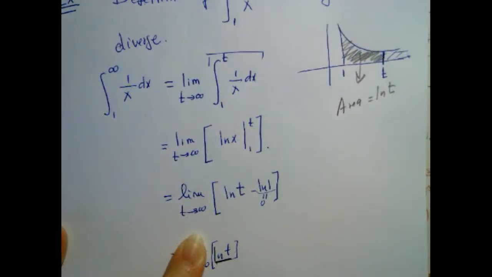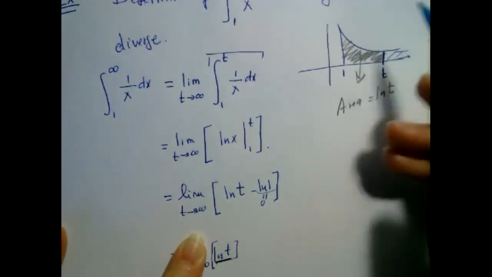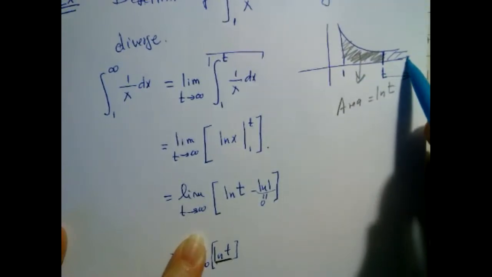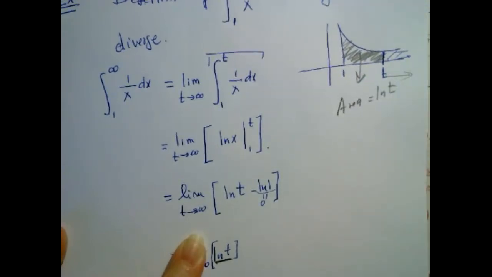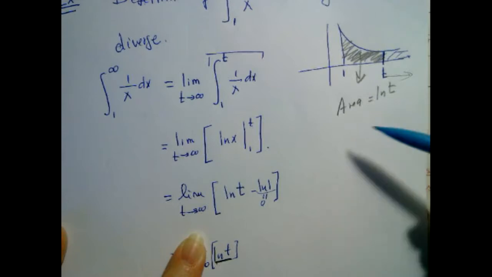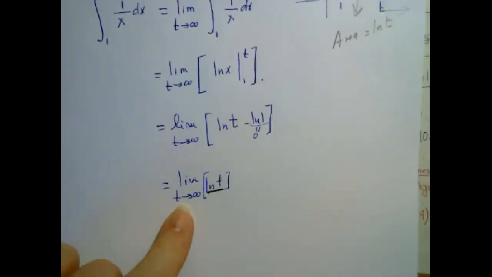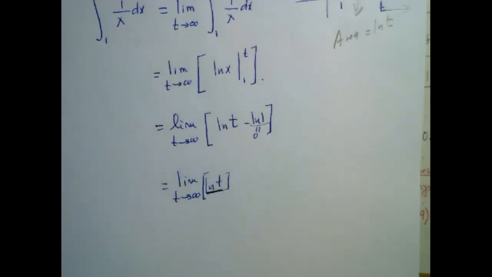So that's what we are doing. We are evaluating the area up to t. Then we say, okay, if t equals 10, that's where the idea of pushing the value of t comes from: 10, 100, 1,000. That's what we're doing. So instead of doing that, we ask what happens when t becomes very large? That's the limit. Now what's the limit of ln of t when t goes to infinity?